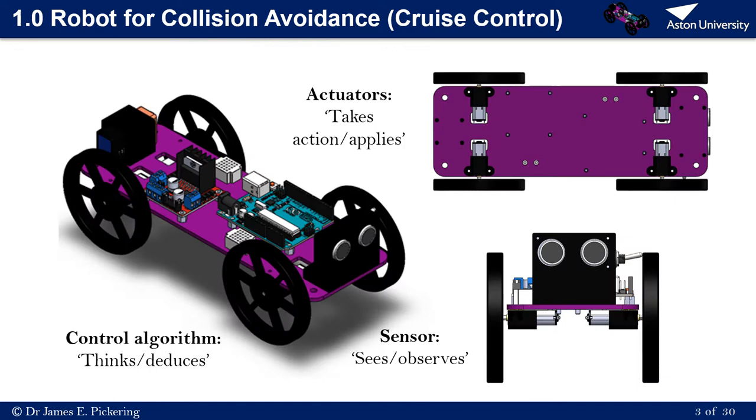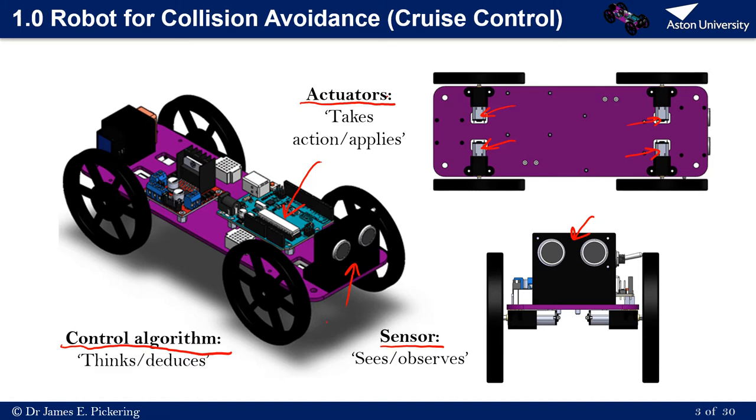We're going to look in more detail at the robot. There are three main components: the sensor, the control algorithm, and the actuators. You can see the sensor located here in this diagram, and for the actuators, if we look underneath the car, there are these four DC motors. And then the control algorithm will be embedded onto this microcontroller.